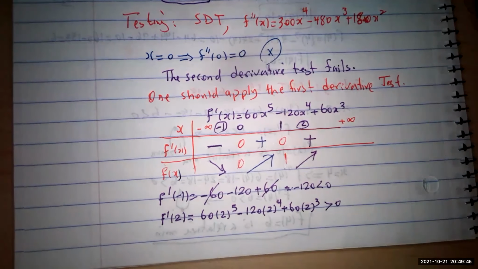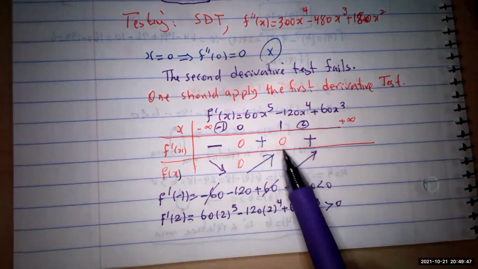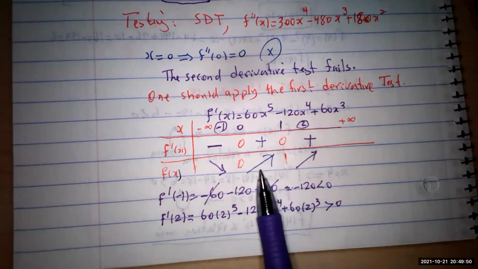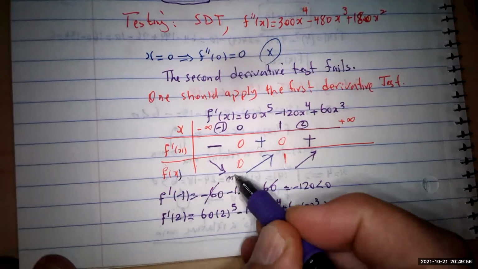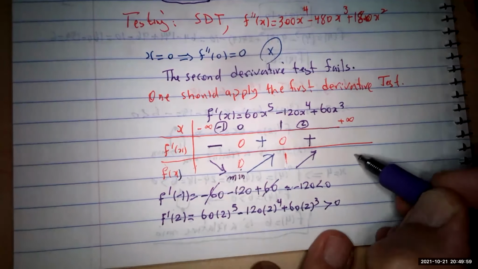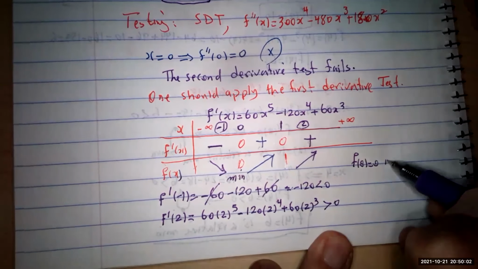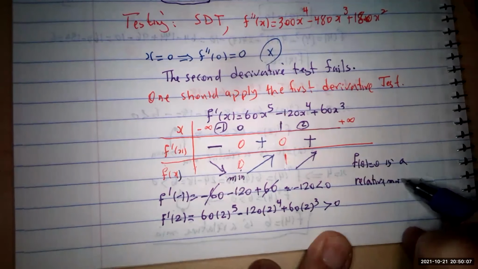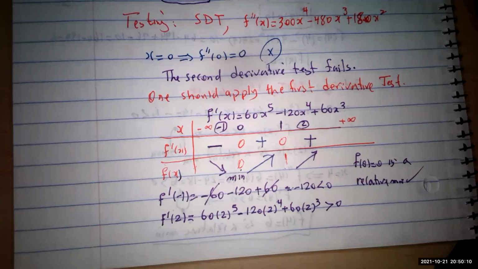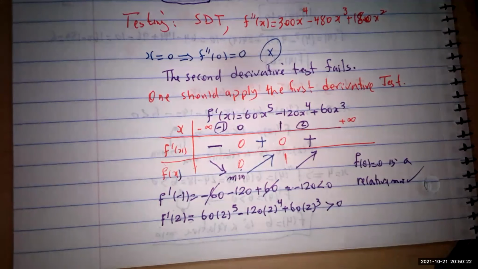So 1 was a critical number, but nothing happened around the 1. It's up, up, up. So you are going to have only a minimum. So f of 0 equal to 0 is a relative minimum. It's a very special function, of course, where you get the critical value but you won't get anything. And that's why the second derivative test fails for that case.